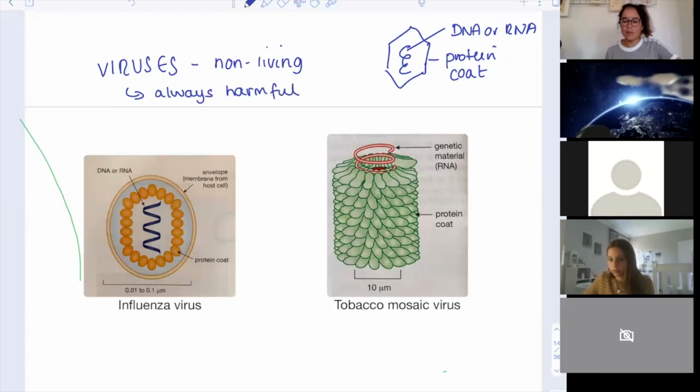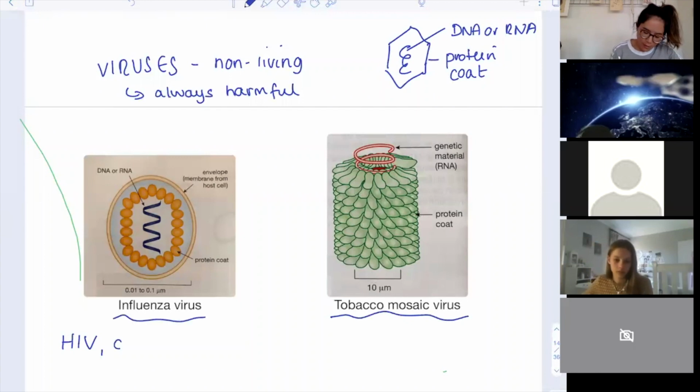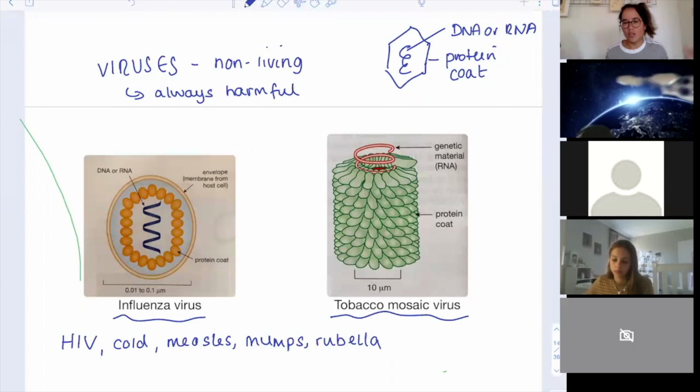So some examples, obviously coronavirus. We also have HIV, which stands for human immunodeficiency virus. Influenza, we've got here. Tobacco mosaic virus, we have there. The cold virus. Measles, mumps and rubella. The list goes on. But they have a very simple structure. They're non-living, they're always harmful, and they don't form part of the five kingdoms.